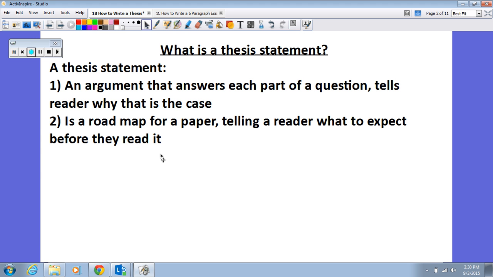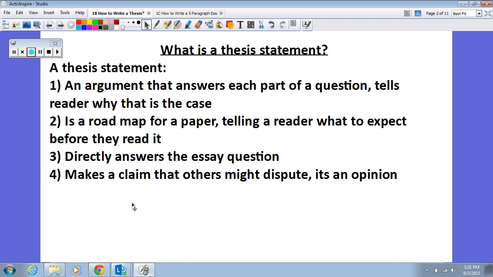It's a roadmap for a paper. It tells the reader what to expect before they read it. So I should be able to look at a thesis statement of yours and know exactly what's coming in a paper. Obviously, it's going to directly answer the essay question. And it's going to make a claim that others might dispute. It's an opinion statement. When essay questions are well-written, they are very open-ended.